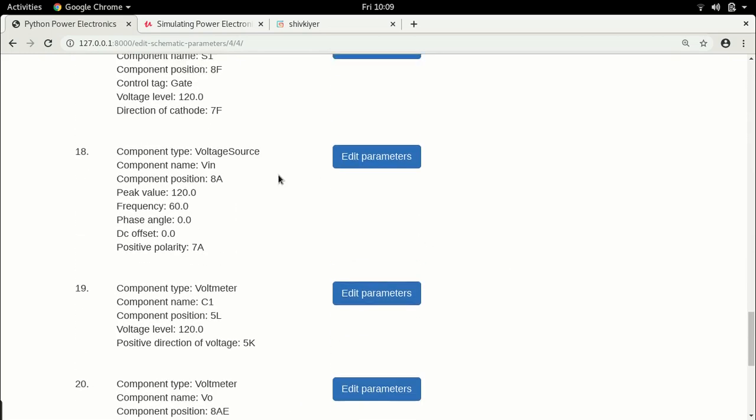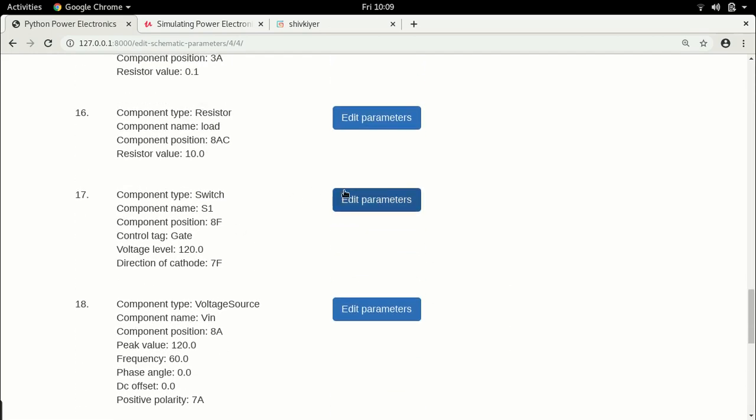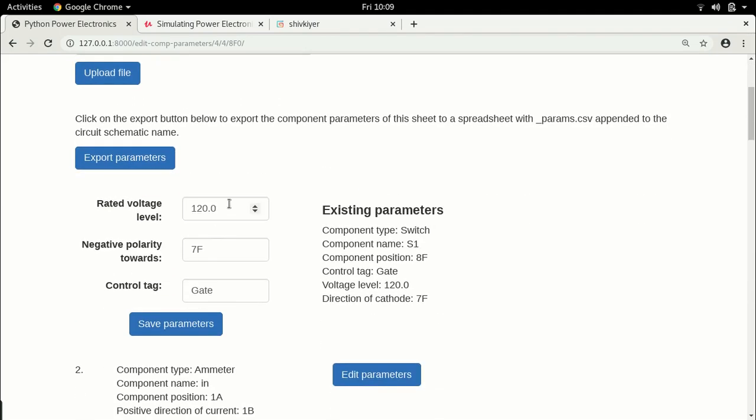And finally, we come to the switch. The switch is a very, very important component. It almost always needs editing. The rated voltage levels can also be 120 volts because, like I said, we will be taking a 12 volt input voltage, so that's 10 times more, good enough.